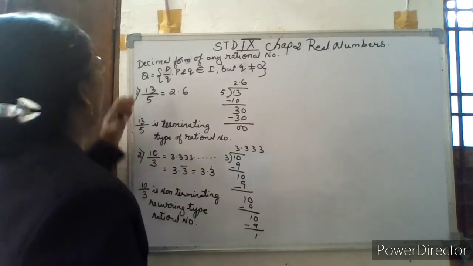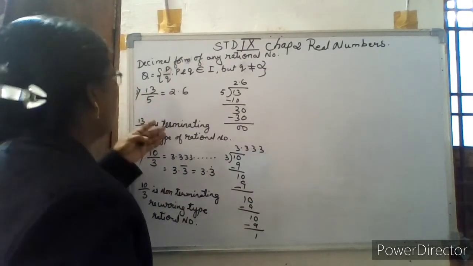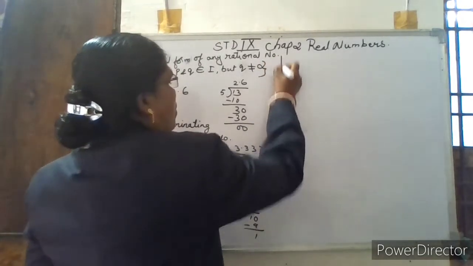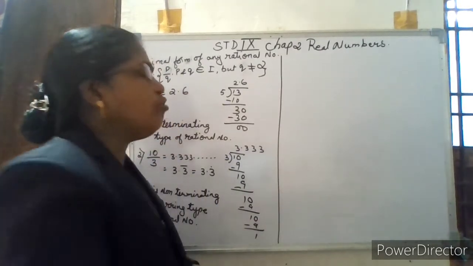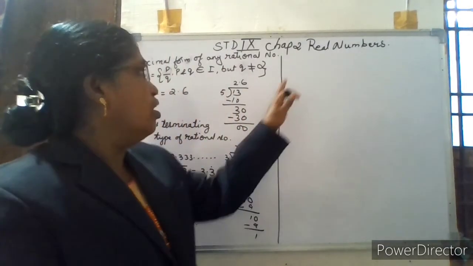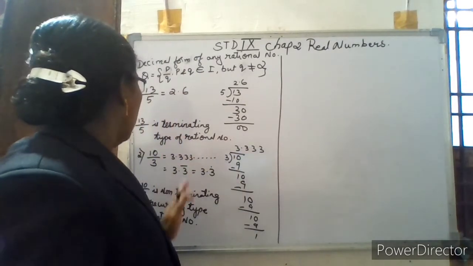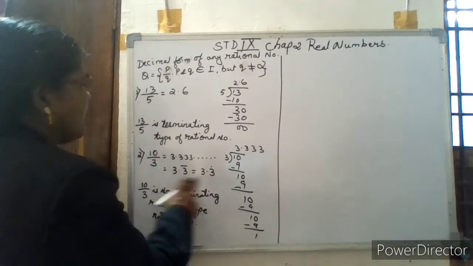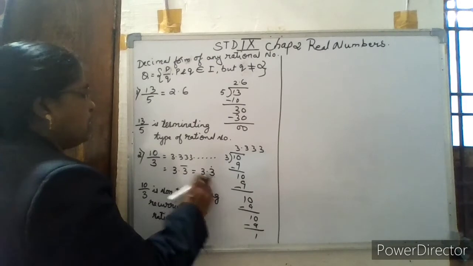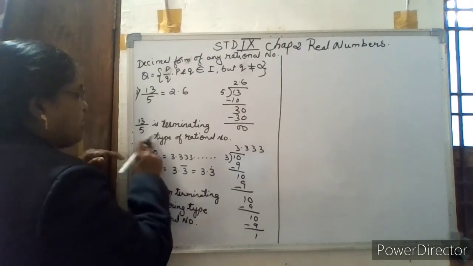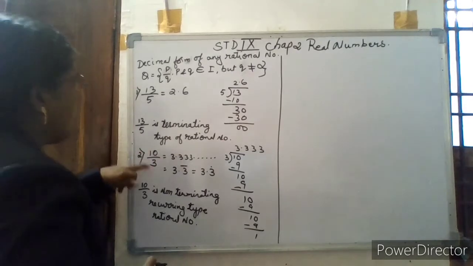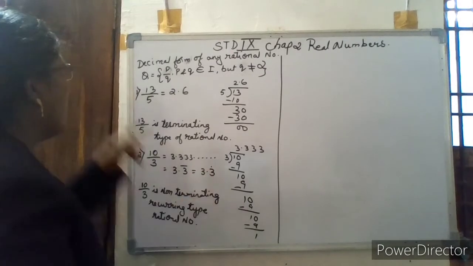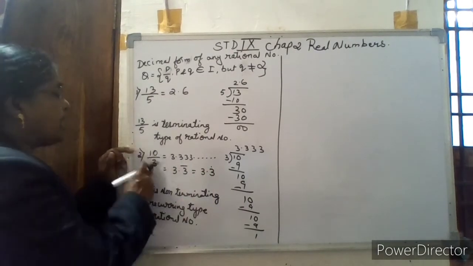So now you have learnt about terminating and non-terminating recurring types of rational numbers. Now we will learn how to convert a non-terminating recurring decimal into the form of P by Q. Suppose it is given in decimal form, we will learn how to bring it into the rational form, P by Q.